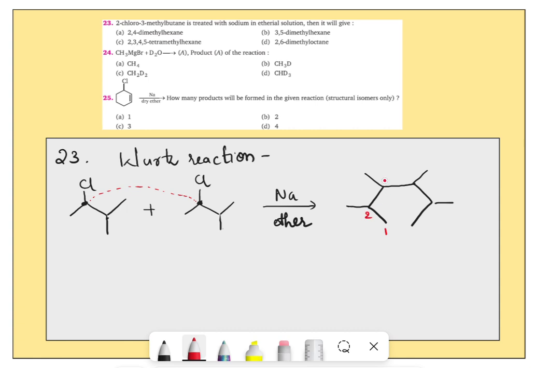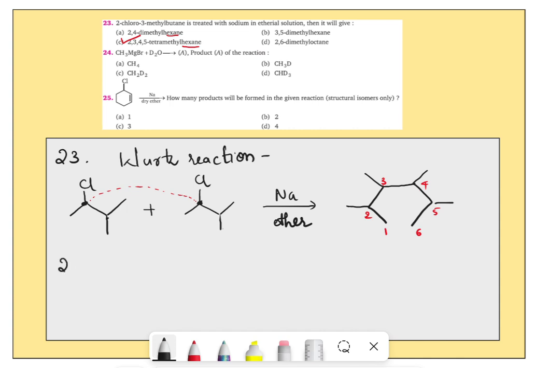Now we will number this. You have to number the longest chain. The longest chain has 6 carbons, therefore hexane. But there are 2 such options. Therefore, let's give the proper name of this molecule. At second, third, fourth, fifth, we have methyl groups. Therefore, 2,3,4,5-tetramethylhexane is the name of the product formed. Therefore, the right option is option C.